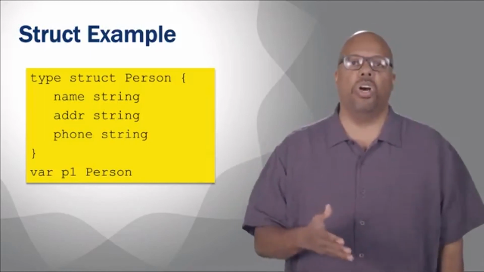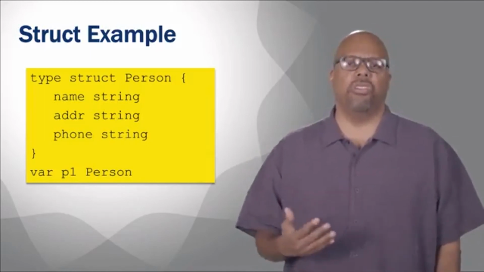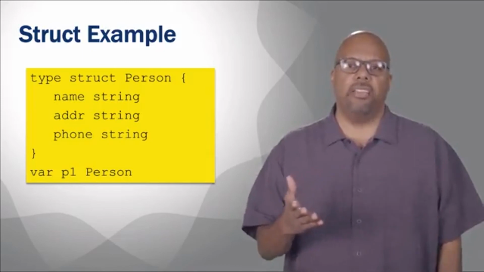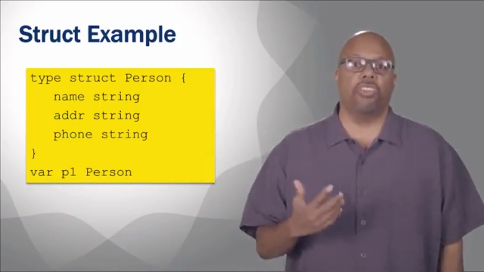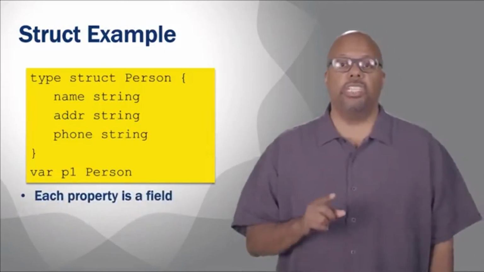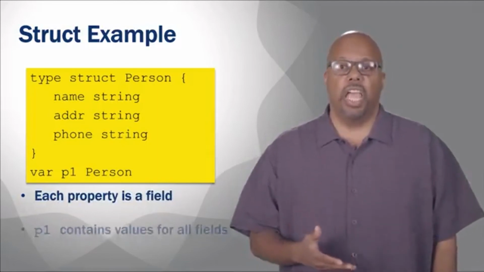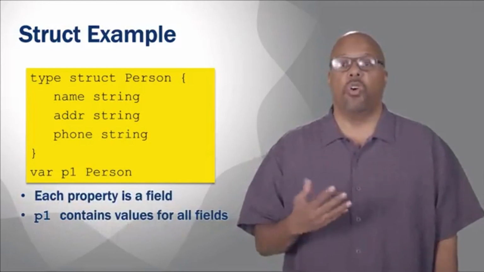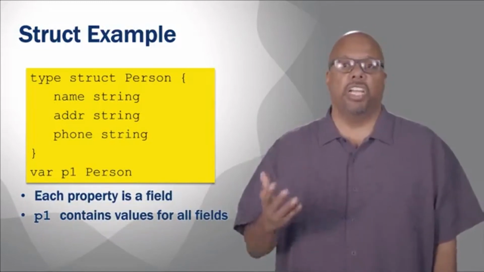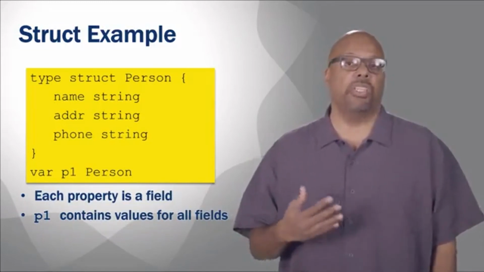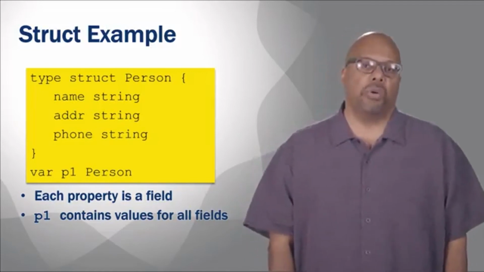I can say var p1 is a person, var p2 is a person, and so on. And p1 in this case is going to have a name, address, and phone number all its own. Each property is called a field. So name's a field, address is a field, phone's a field. And p1 can have values for all of those fields that are unique from another variable, p2, which is a person, or p3. So I can have any number of persons in there.